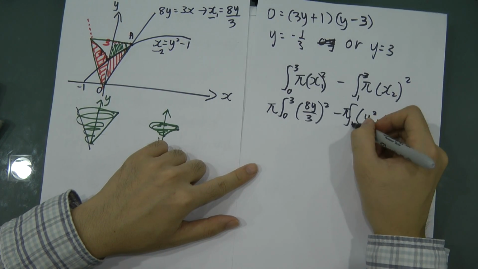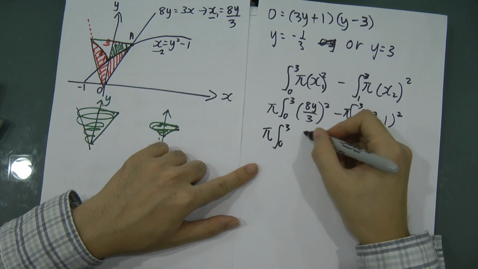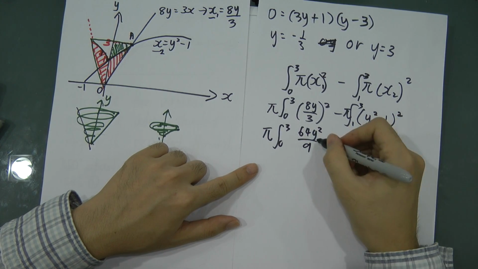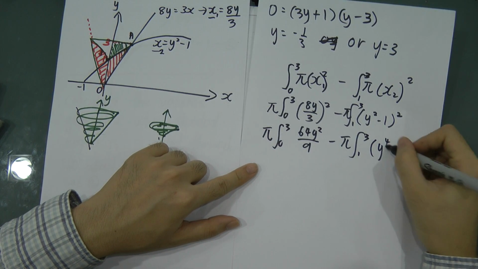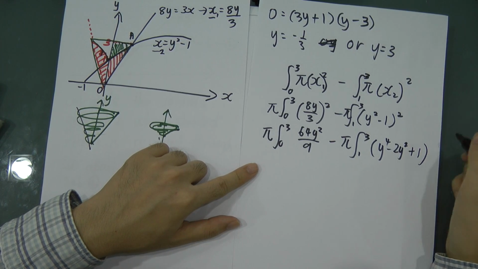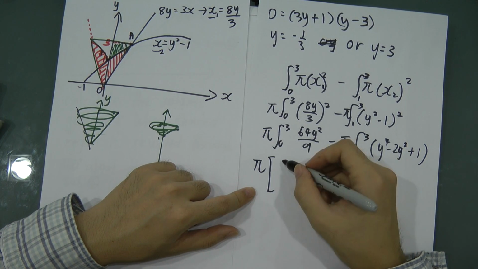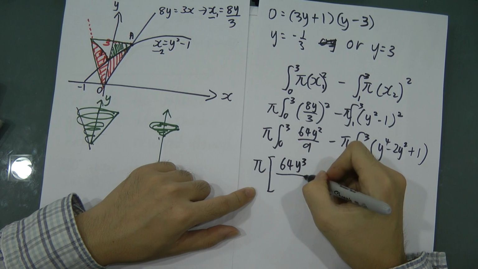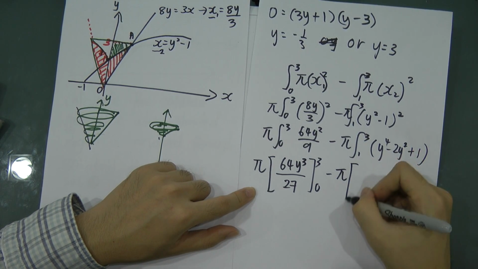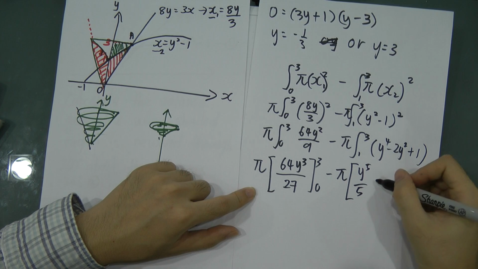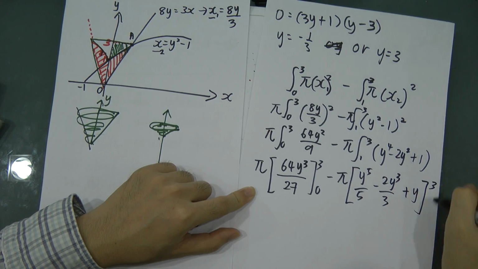Before I start to integrate, I just expand them. For this one, it's just 64y squared over 9. Minus pi, expand this one also. This one will become y to the power of 4 minus 2y squared plus 1. Then now I start to do the integration: plus 1 divided by the new power. So this one is 64y cubed divided by 3 times 9, which is 27 on the bottom. Minus pi, integrate this one, it becomes y to the power of 5 over 5 minus 2y cubed over 3 plus y, from 0 to 3.